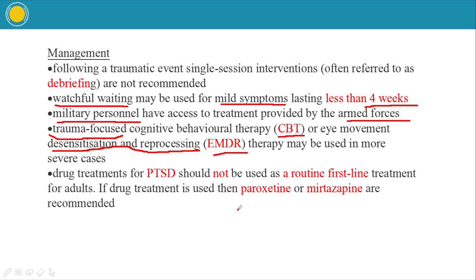Okay, and for PTSD, we don't prescribe drugs as first line. But if drugs are indicated, we use paroxetine or mirtazapine. We don't use these two drugs routinely as first line, but if drugs are indicated, like when CBT and EMDR have both failed, then we'll consider using drugs like paroxetine or mirtazapine.